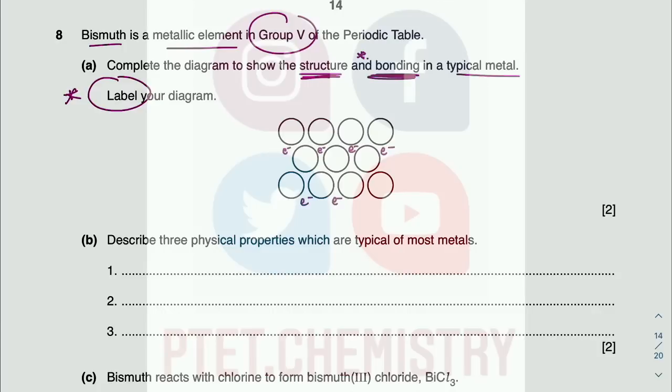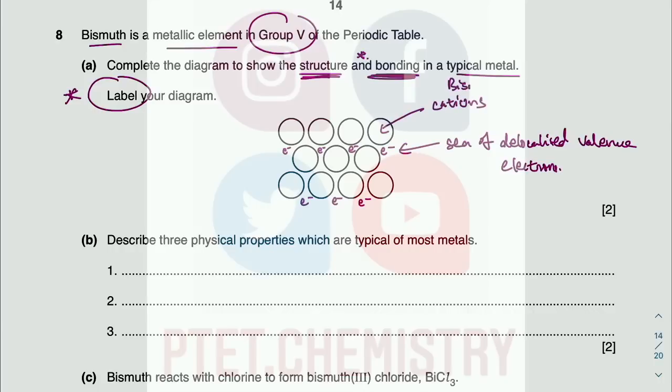you know where the electrons come from, right? The electrons come from the valence electrons that get delocalized, right? That's why you get a sea of delocalized valence electrons. Valence refers to outermost. This is the cations. This is the bismuth cations. After you delocalize the outer shell electrons, that's what you get.